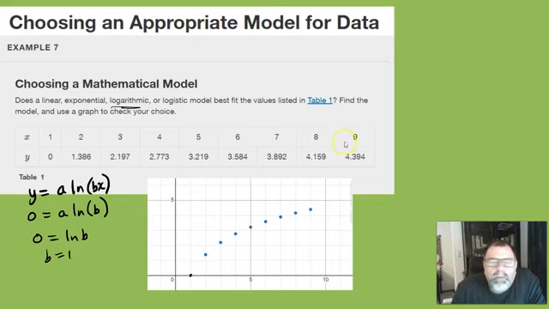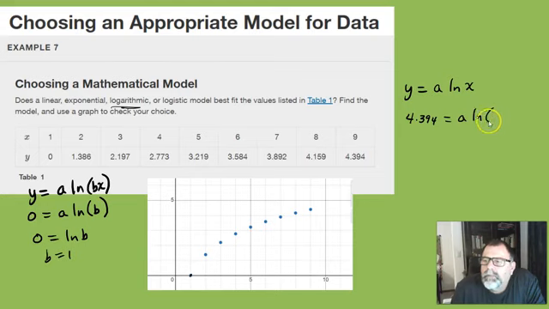Now we know b is 1. So we got y equals a ln of x. And then now we got to figure out a. So let's pick another point. How about, I don't know, we can pick any of these. How about 8, 4.1? Or we can do the 9. Okay, so 4.394 equals a ln of 9. So then divide both sides by ln of 9, and punch that in our calculator.